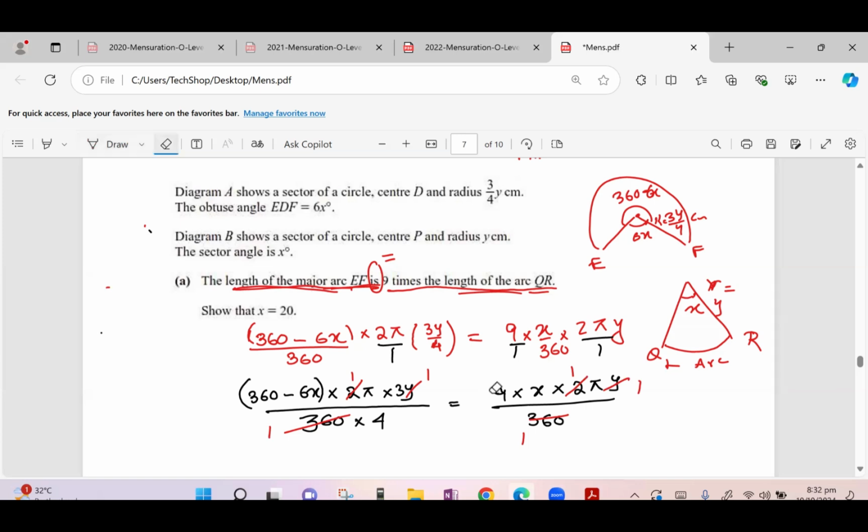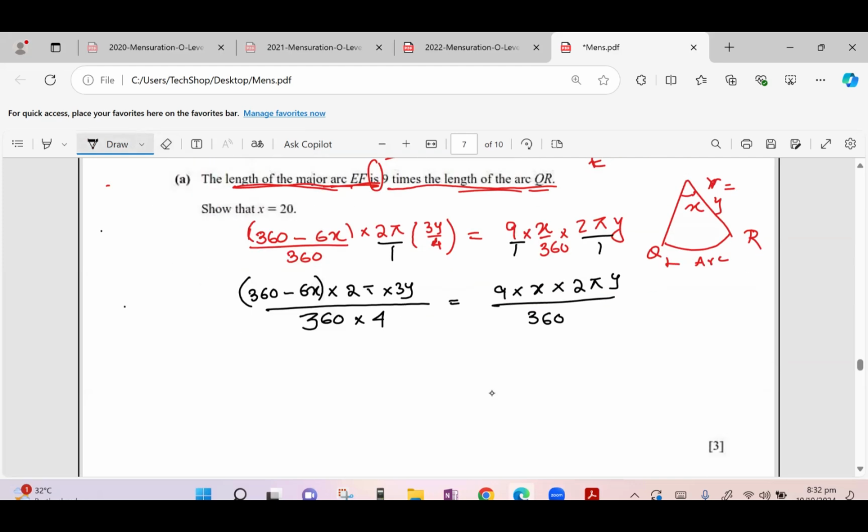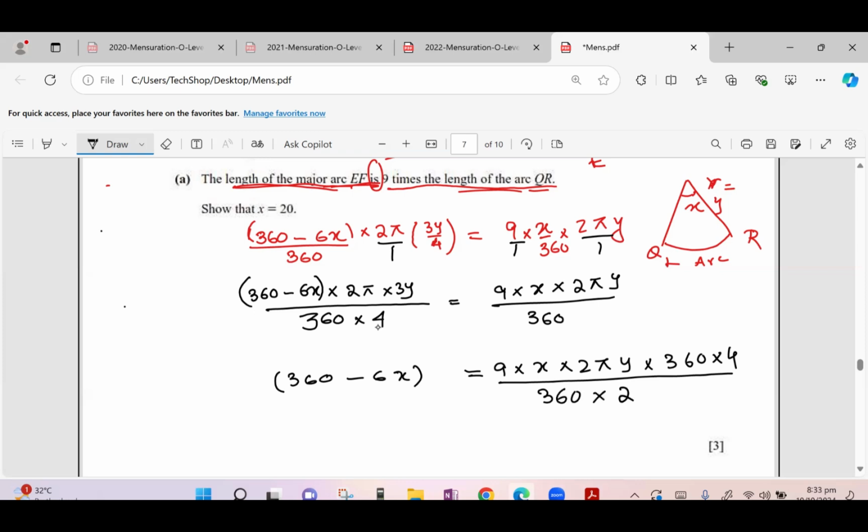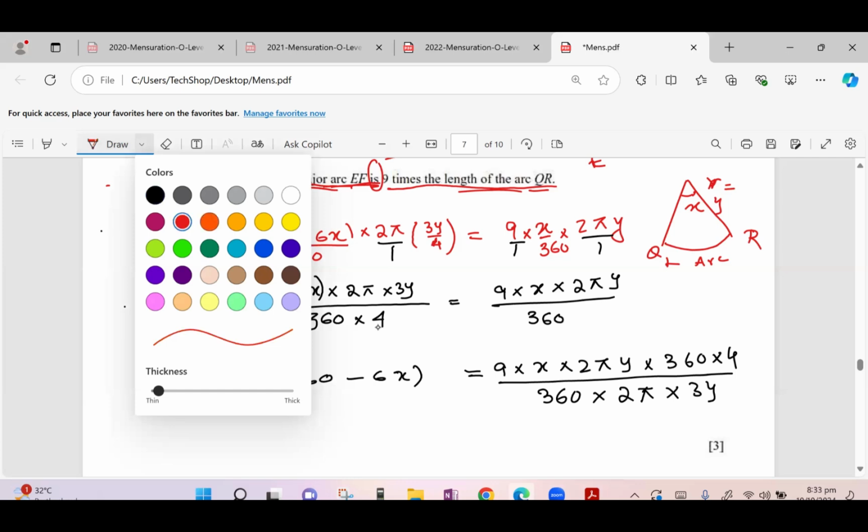I'm going to explain. Listen. If you shift all the values from the left side to the right side, not shifting 360 minus 6x, I am going to make 360 minus 6x the subject. It equals 9 times x times 2 pi y times 360 times 4, divided by 360 as it is copied, 2 pi times 3y. Now cancel. This way you can cancel also.